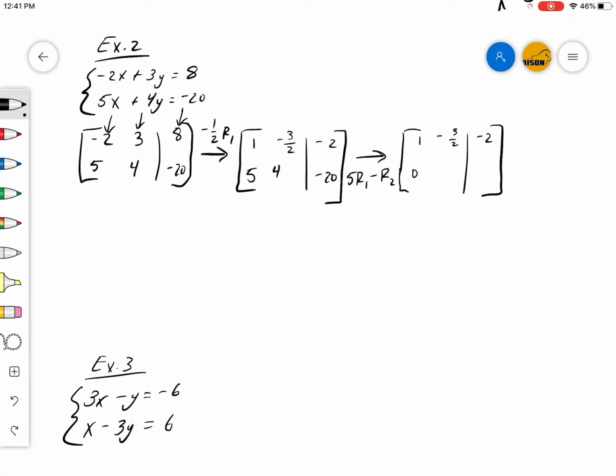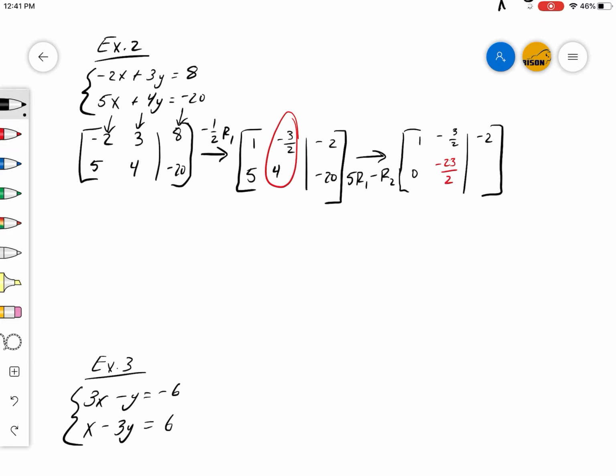So now I've got to do it to the second spot. I got to do it here. 5 times -3/2 is -15/2. I'm going to do this one on the calculator. 5 times -3/2 is -15/2, and I've got to subtract 4, which would be -23/2. Well, I'm in red. That's okay.